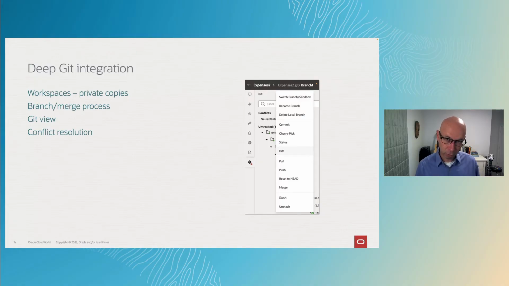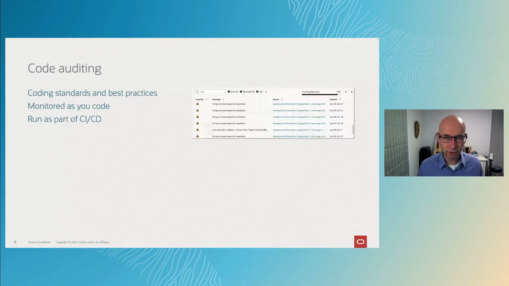So as developers work on their code in Visual Builder, we have a specific Git panel that shows them, hey, those are the files you modified, those are the files that you updated. And then we allow them to work with branches, doing merge operations, cherry picking changes, doing diffs to see what changed between their code, between versions, or what changed in code that someone else checked in. And they have this full integration with Git at their fingertips.